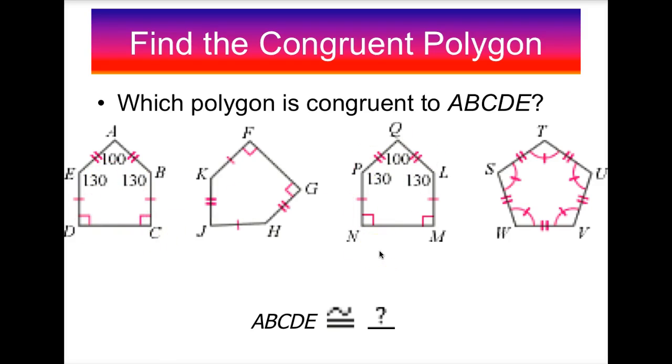But let's name it correctly. Since we started with A, what angle corresponds to A? Well, that would be Q. And then we go to B. B is 130, but how do we know that it's P or L? Well, think about how we named this. We went from A to B, so we went from A to B this way, so we need to follow in the same direction. So it would be Q to L, and then to M, N, and P. And that concludes our lesson today on polygons.